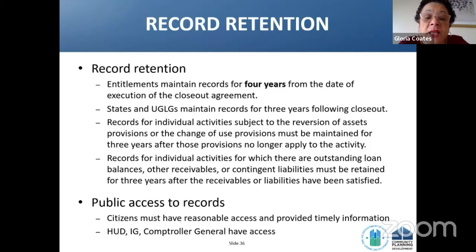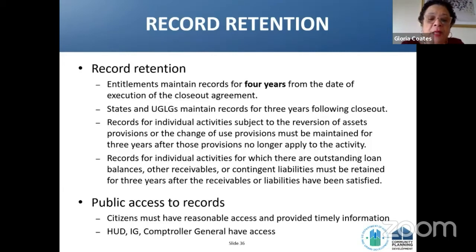States and UGLGs have to do it for 3 years. But anything where you have reversion of assets, usually 570.503(b)(7) for subrecipients, or 570.505 for grantees. We do have grantees that relinquish their entitlement status, and they eventually will have to close their grants out.